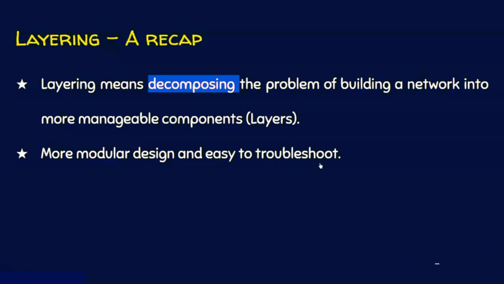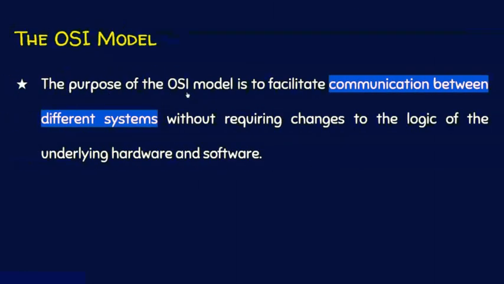Now we will move on to the purpose of the OSI reference model. The purpose of the OSI model is to facilitate communication between two systems. When I say two systems, it means two different systems without requiring changes to the logic of the underlying hardware and software. I will elaborate on it now.